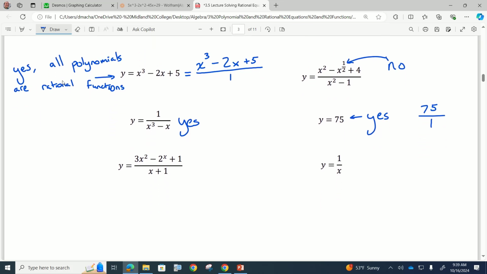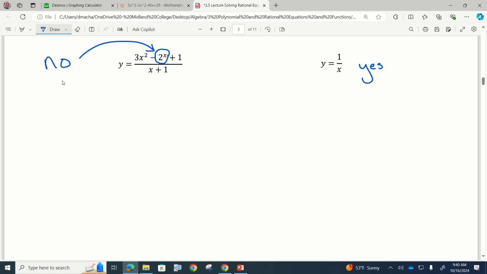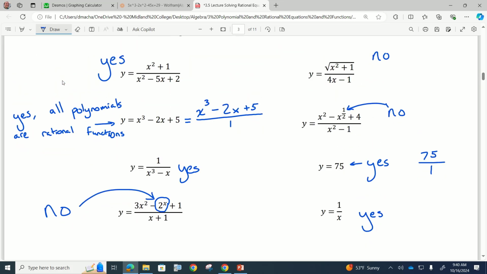Is this a rational function? No, because I can only have natural number exponents. I can't have x in the exponent. What about this one? Yes. It's a degree 0 polynomial divided by a degree 1 polynomial. So that makes it a rational function. Before I move on, are there any questions? Do I need to clarify anything about that? Thoughts? No? Okay.